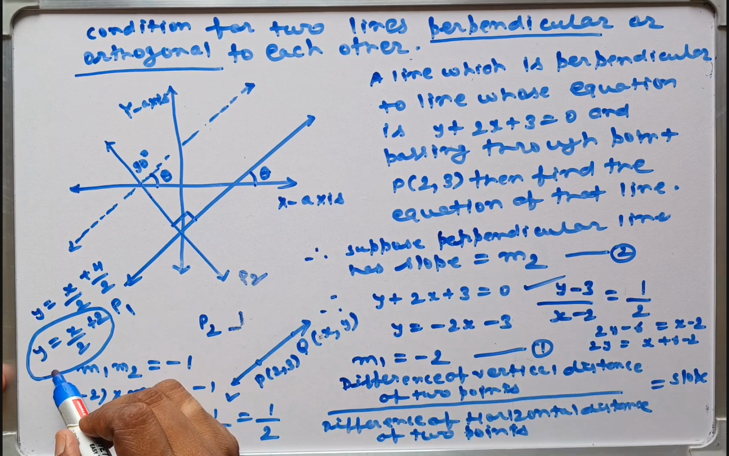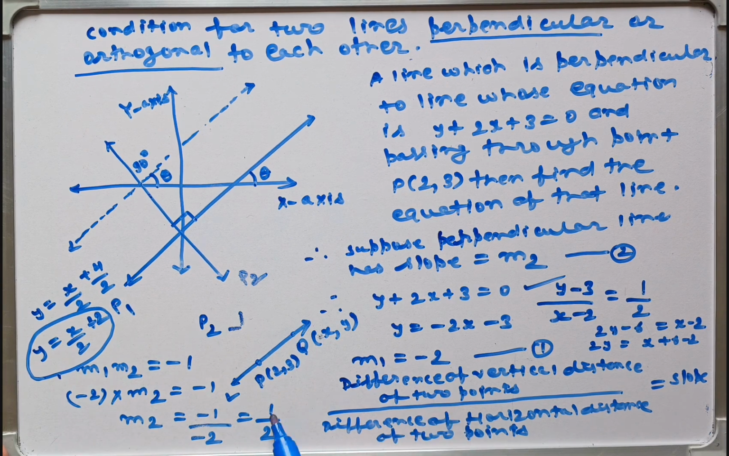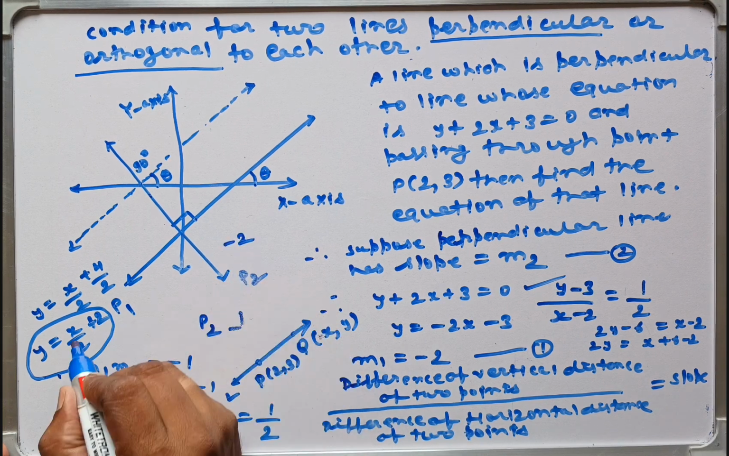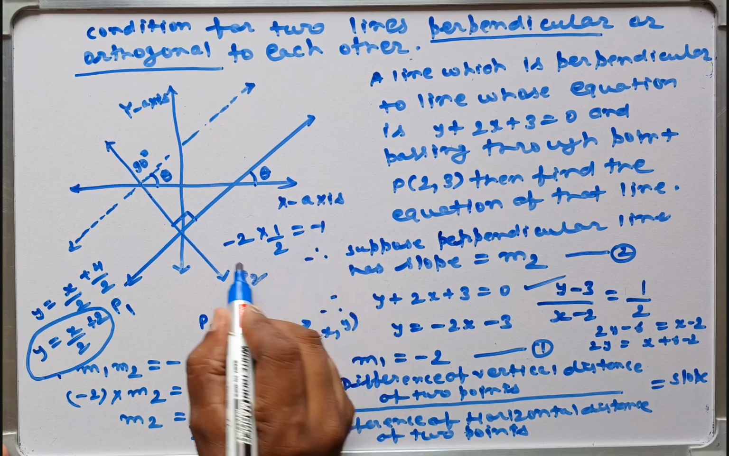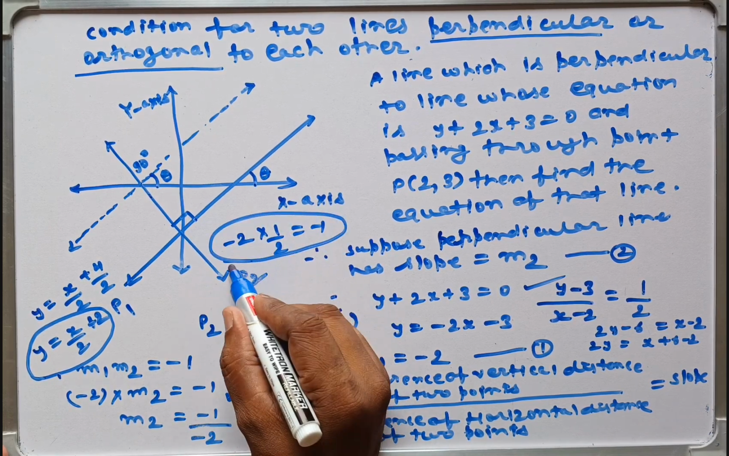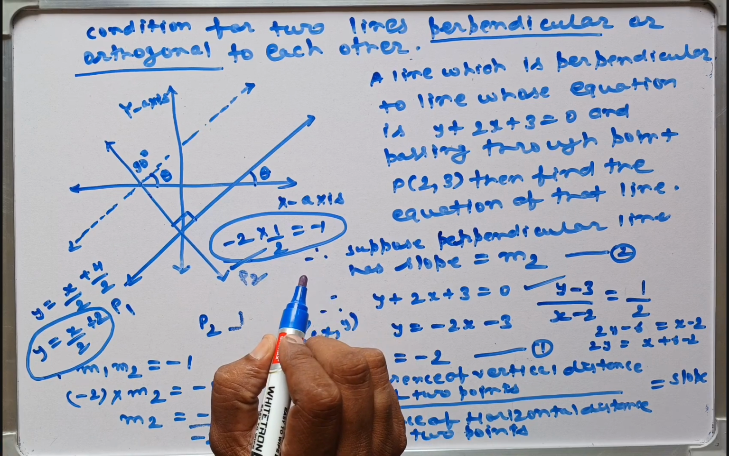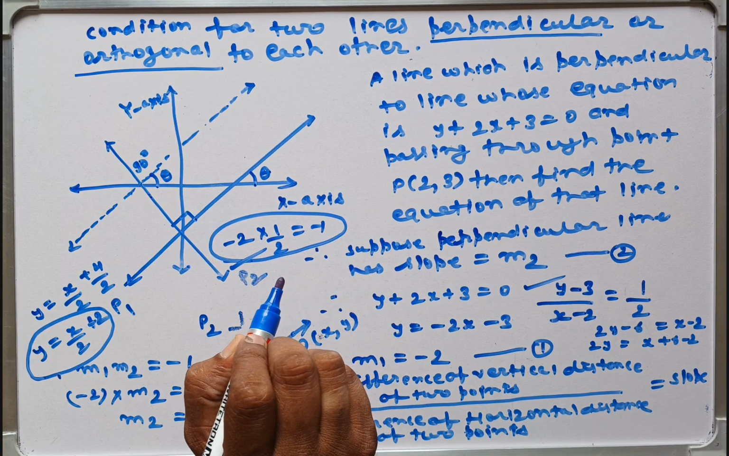Okay, so whether this result is correct or not, how could you check this one? Okay, you can check the product of the slopes of these two lines, then it must be equal to minus 1. See, this is minus 2 here and this is 1 by 2 here. Okay, so you will get minus 1. So this is one way you can check your result.